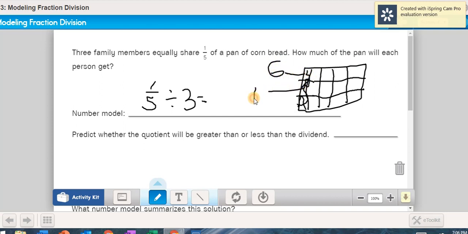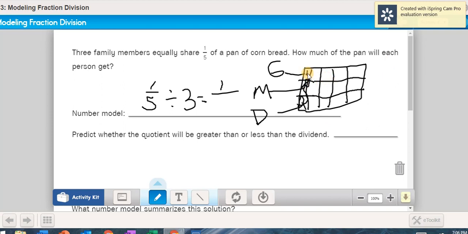This piece right here can go to mom. This piece right here can go to dad. Okay, so that means that grandma, let's say we use grandma as an example. So grandma is going to get 1 out of how many pieces of cornbread? She's only getting 1, but how many total do we have?